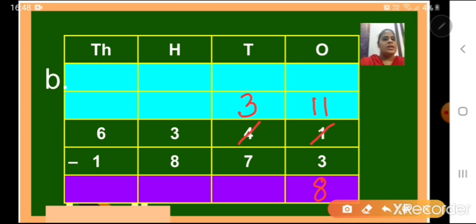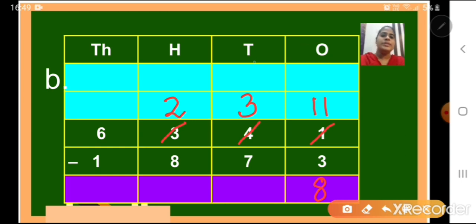Correct. Now in tens place we have 3 minus 7. Again which is not possible. 3 is smaller than 7. So we have to borrow from hundreds place. Hundreds place we have 3. 300 will give 100. Only 1. Okay. So 3 minus 1 is 2. I will write here number 2.